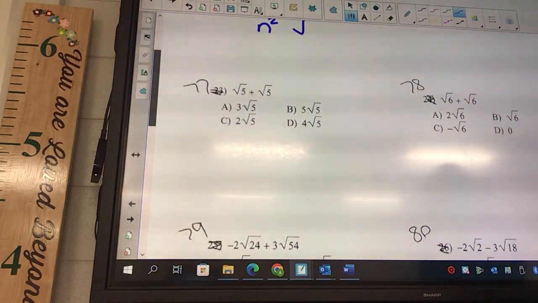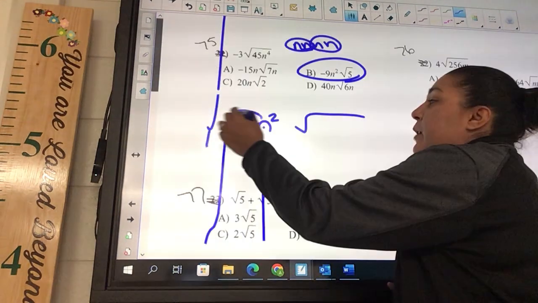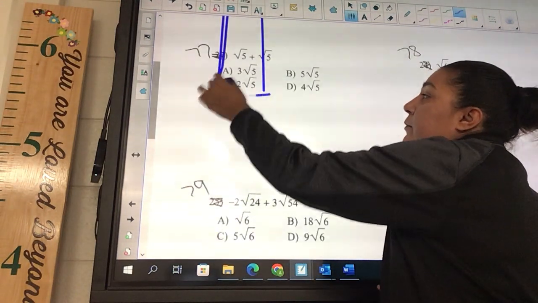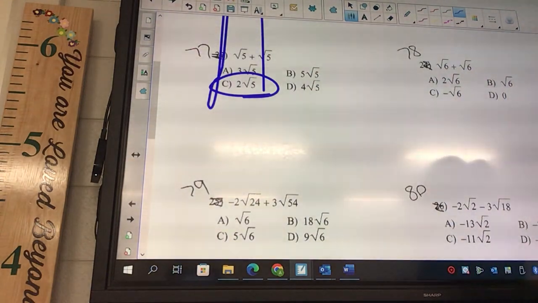Okay, square root of 5 plus the square root of 5. We just add the outsides, keep the inside. So what is 1 plus 1? 2. That's got to be C. Whoa. It's got to be C.